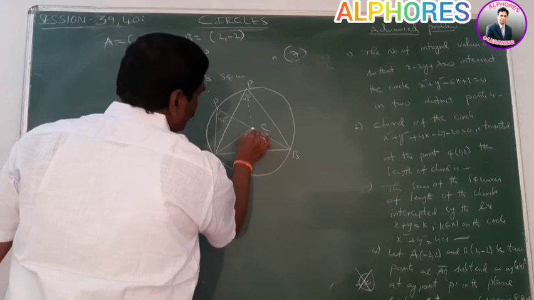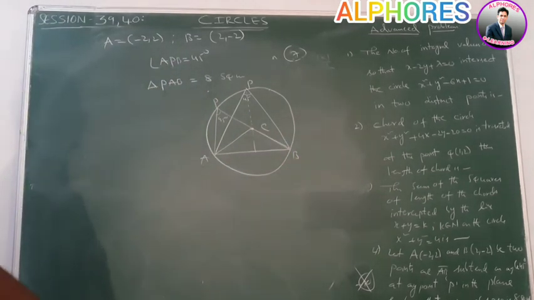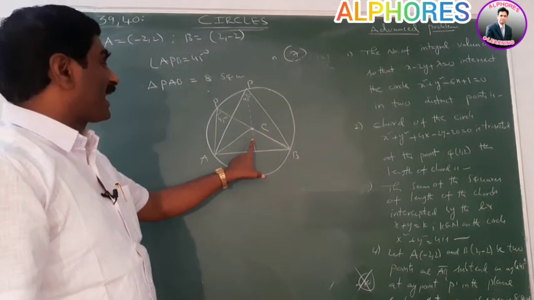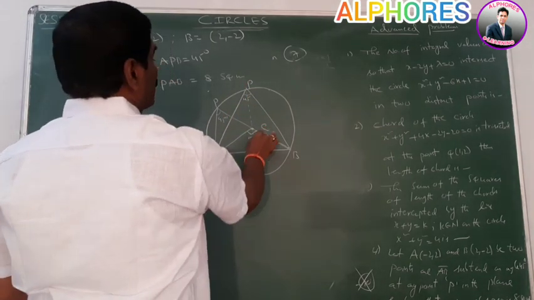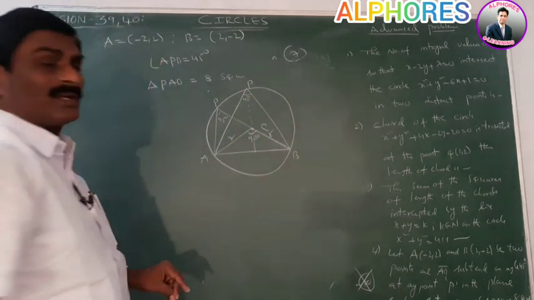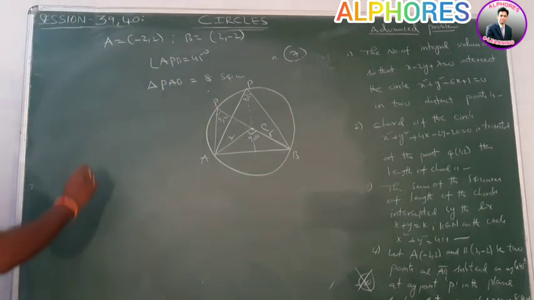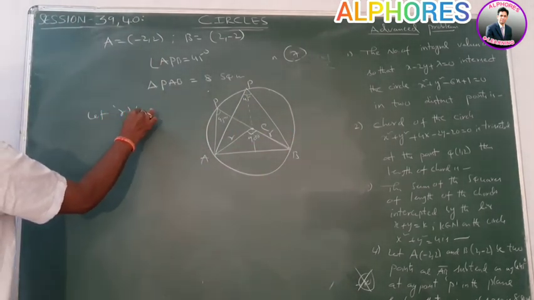Join AC and CB. Okay. The angle in any segment of the circle is equal to half of the angle covered by the remaining segment at the center. It is 45, that means the central angle is 90 degrees. By using this, we find the radius of the circle. Let R be the radius of the circle.